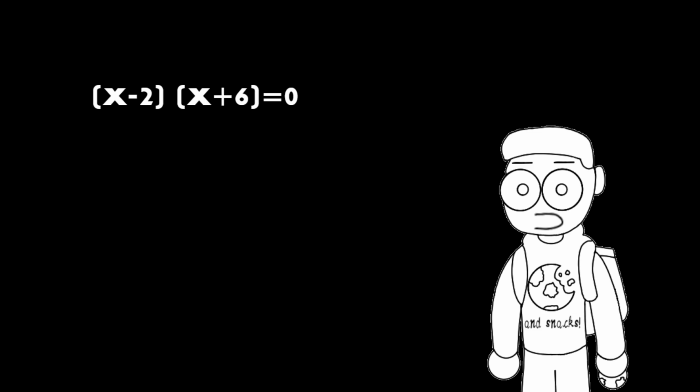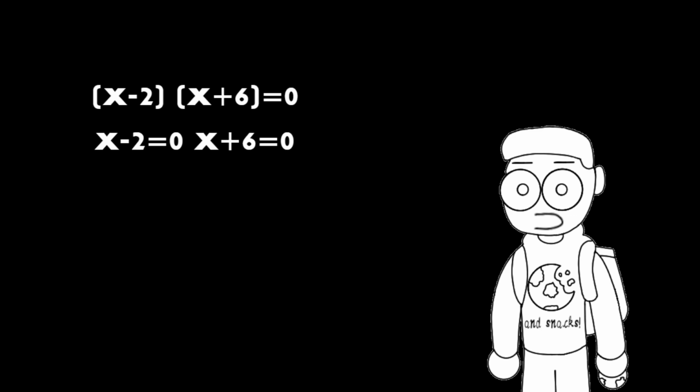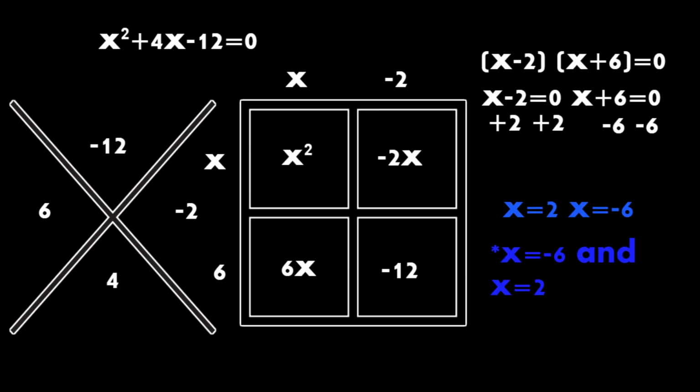We are going to rewrite the problem as x minus 2, x plus 6 equals 0. Now you're going to split them up as x minus 2 equals 0 and x plus 6 equals 0. For the first equation, you are going to add 2 to both sides, and for the second equation, you want to subtract 6 from both sides. And your answer should be x equals 2 and x equals negative 6.